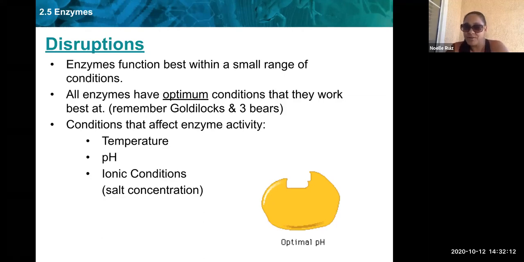If you remember the story of Goldilocks and the Three Bears, Goldilocks is a little blonde girl who goes skipping through the woods, comes upon a cabin, and barges in. There are three bowls of porridge, which is kind of like oatmeal, on the counter, and she's hungry, so she sits down to eat them, and one is too hot, one is too cold, and the third one is just right. That just right condition is called the optimum conditions. And each enzyme has its own optimum conditions that it likes.